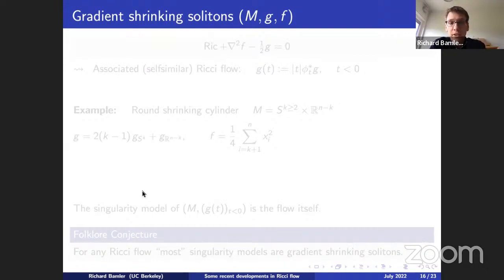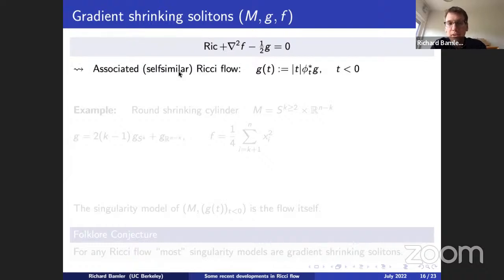So a gradient shrinking soliton is given by a Riemannian manifold that's equipped with a potential function f, and it satisfies this gradient shrinking soliton equation, which is essentially the Einstein equation, but we have this extra Hessian term here. And the reason why we care about this equation is because we can take a metric of this form and turn it into an associated self-similar Ricci flow.